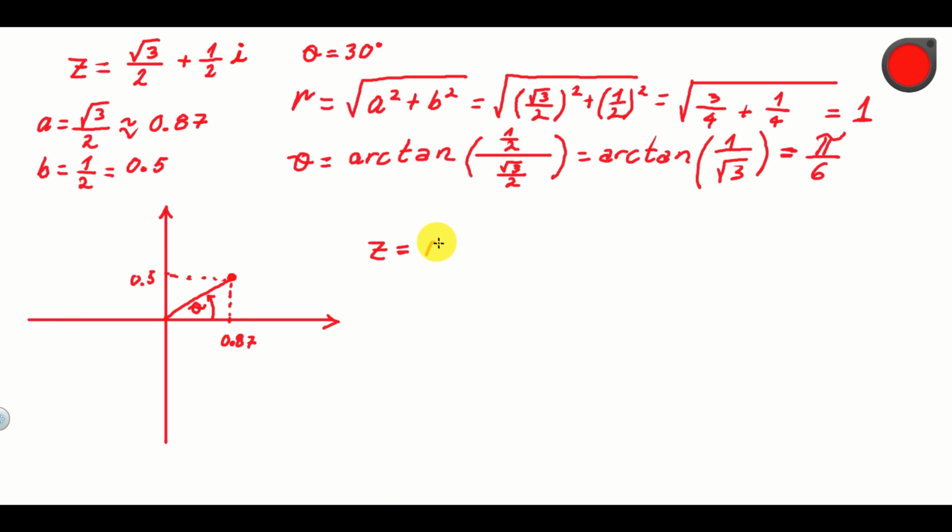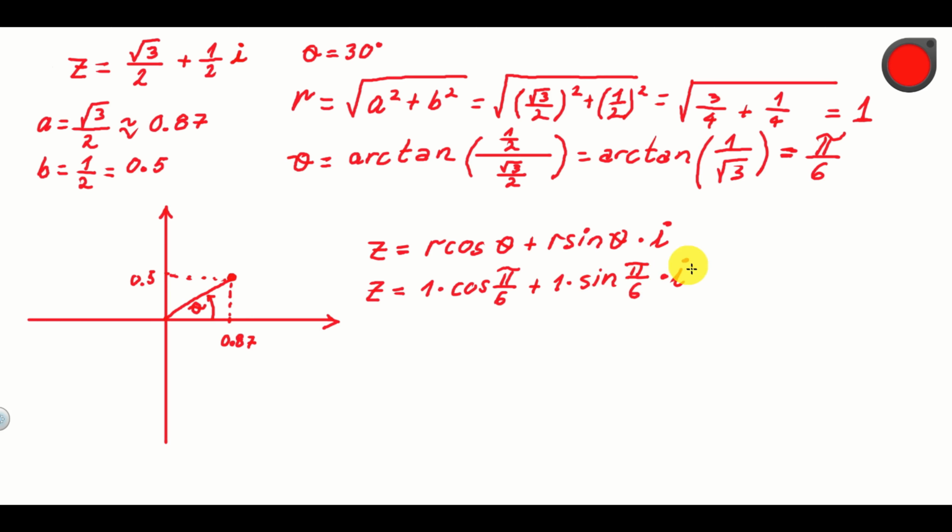z is equal to r cosine theta plus r sine theta multiplying i. Let me write it nicely. z is 1 cosine pi over 6 plus 1 sine pi over 6 multiplying i. And we can write this number in the Euler form as 1 multiplying e to the power pi over 6 multiplying i. And that's it.